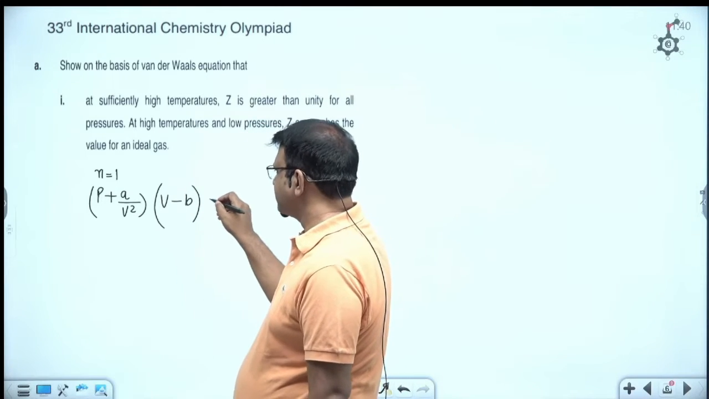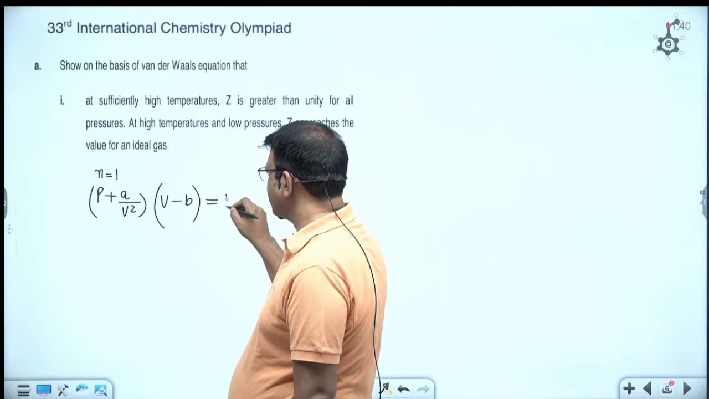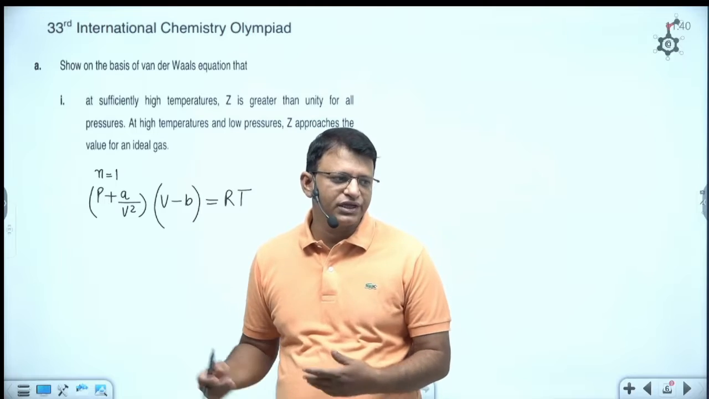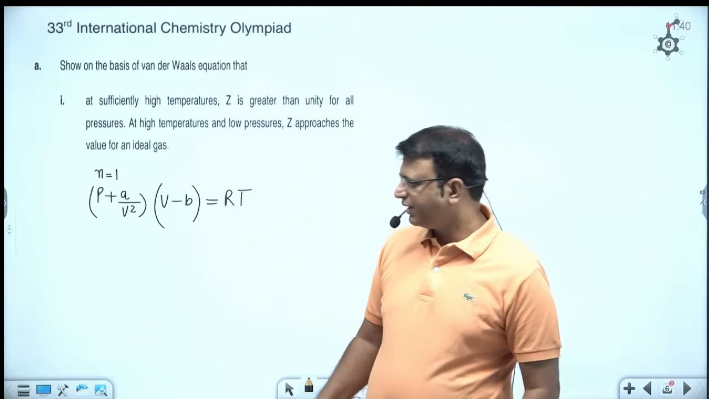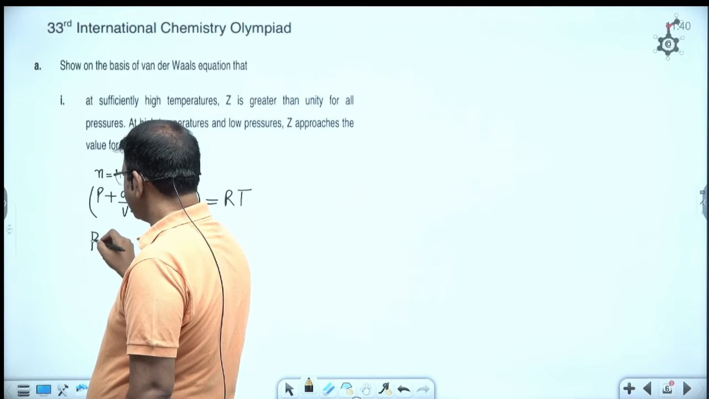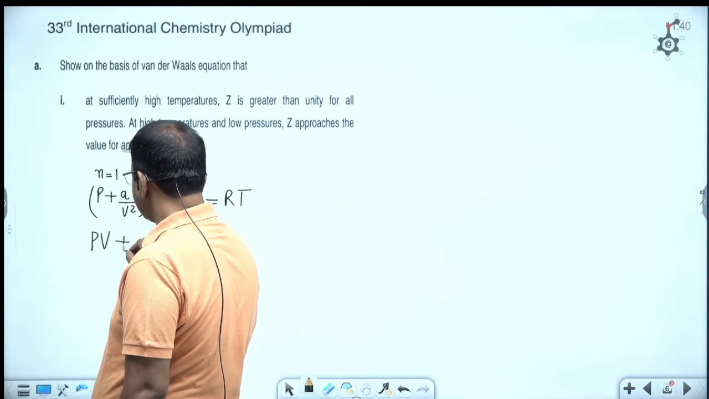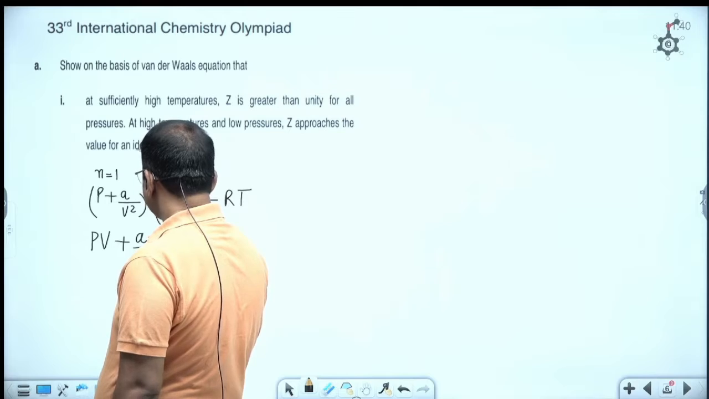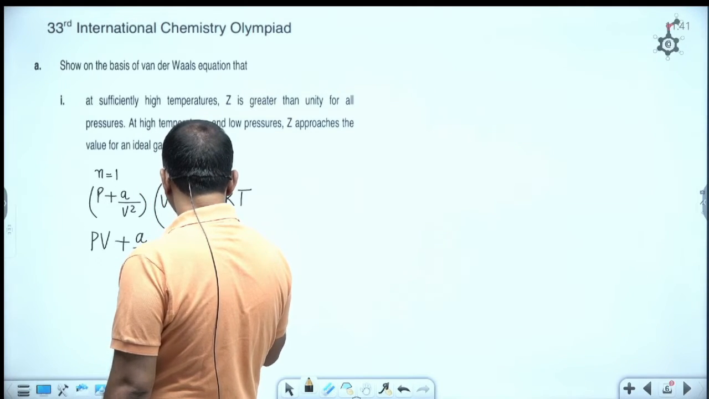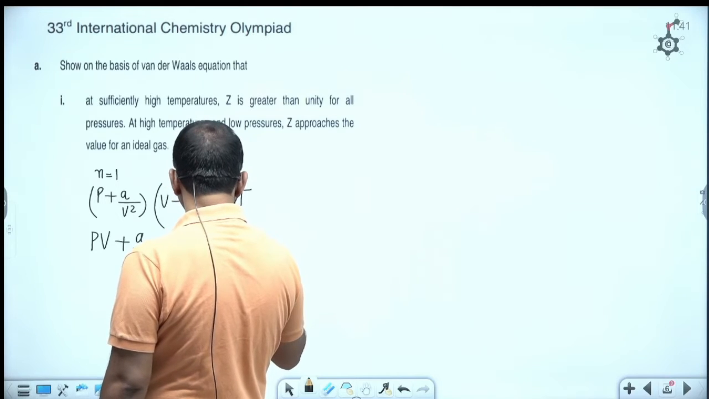So (V − b) = nRT, with n equal to 1. We can write the van der Waals equation for 1 mole of a van der Waals real gas in this form. If we open the bracket and simplify, we can write PV + a/V − Pb − ab/V² = RT.